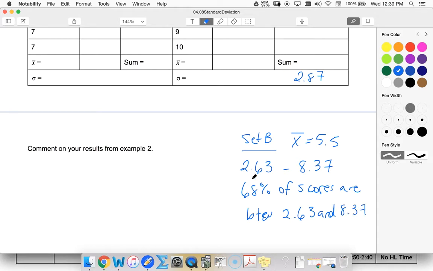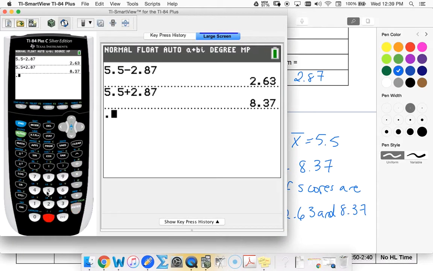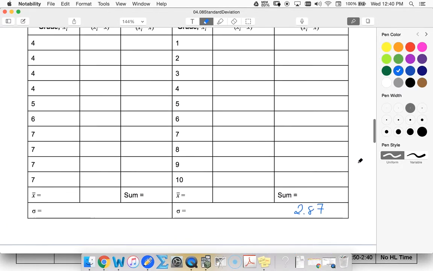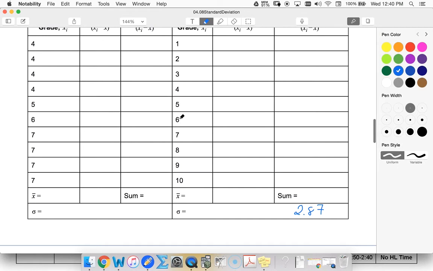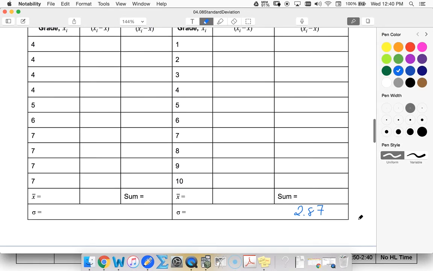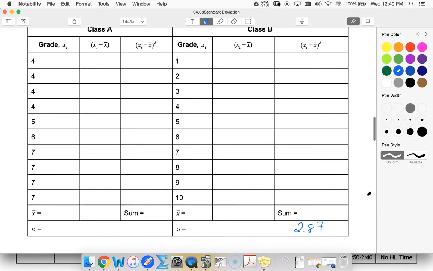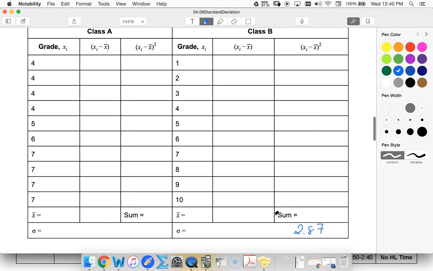So 68% of 10, so 0.68 times 10 is of course going to be 6.8. And so we're saying that about 6 scores are between these two numbers. Well, if I look here, I've got 1, 2, 3, 4, 5 scores that are really between those. This rounds up to 3, this rounds to 8. So this matches what we had said. And this data is spread out. So my standard deviation was 2.87. This data is closer together.